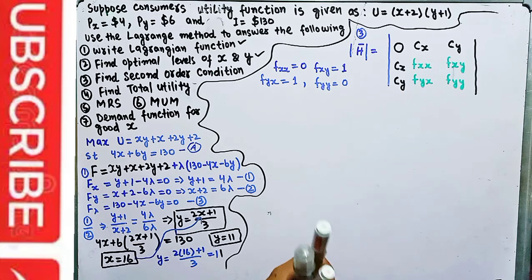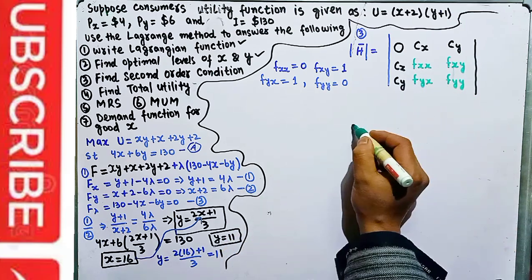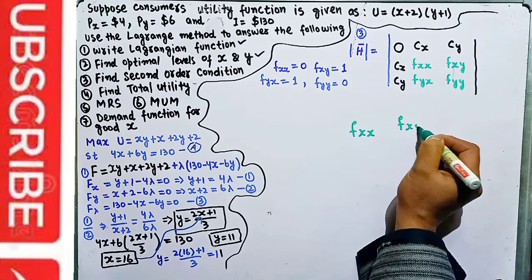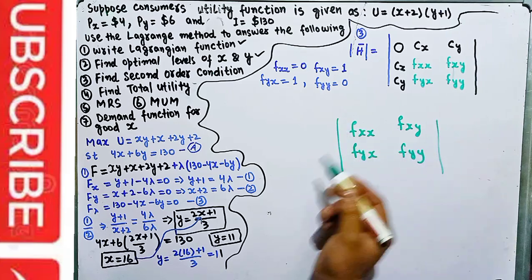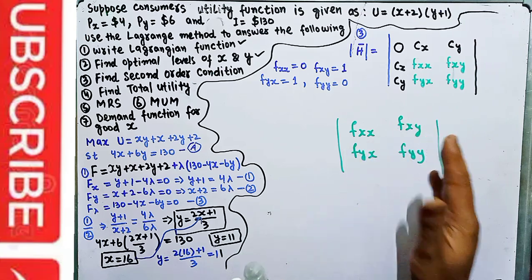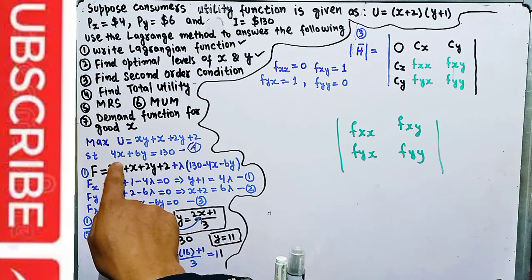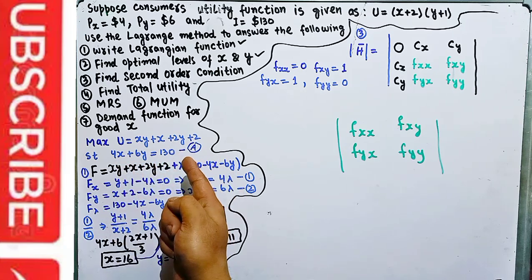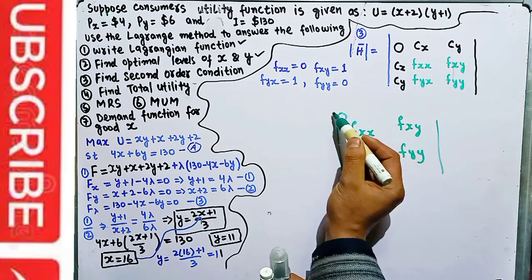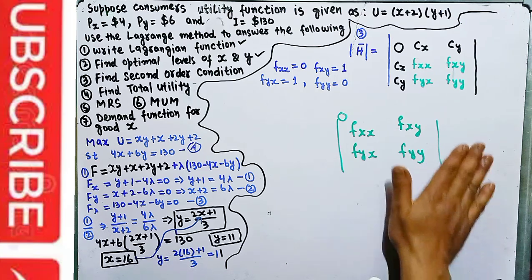So what exactly is the bordered Hessian matrix? It is simply a plain Hessian. When I say fxx, fxy, fyx, and fyy, this is called the plain Hessian. When this plain Hessian matrix is bordered by the first derivatives of the constraint function, and we write 0 here at the principal diagonal, then we form what we call the bordered Hessian matrix.